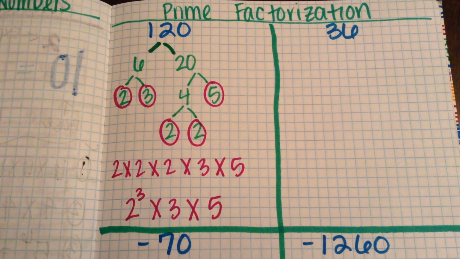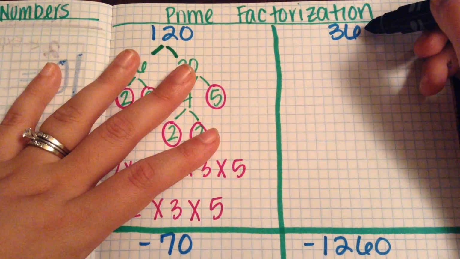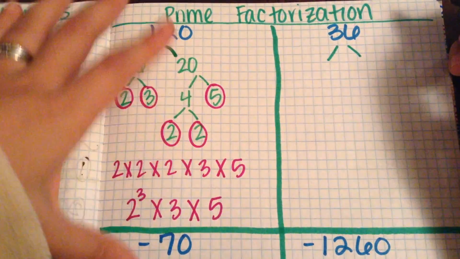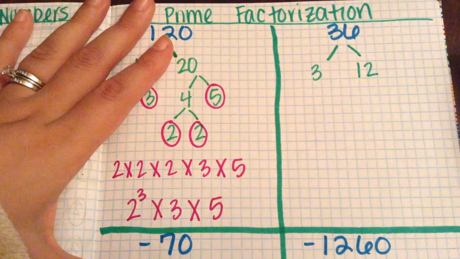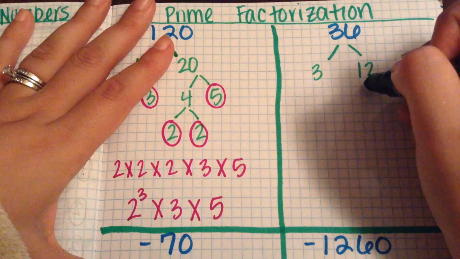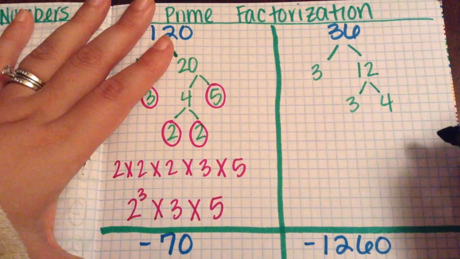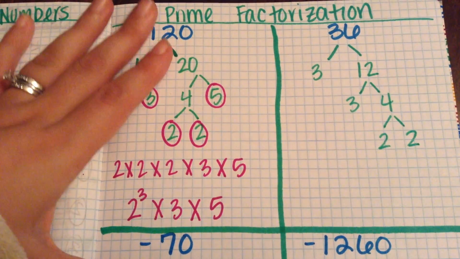All right, so let's do the other example, 36. And again, we want to try and break it up. So I know that 3 times 12 is 36. And I know that 3 times 4 is 12. And I know that 2 times 2 is 4.